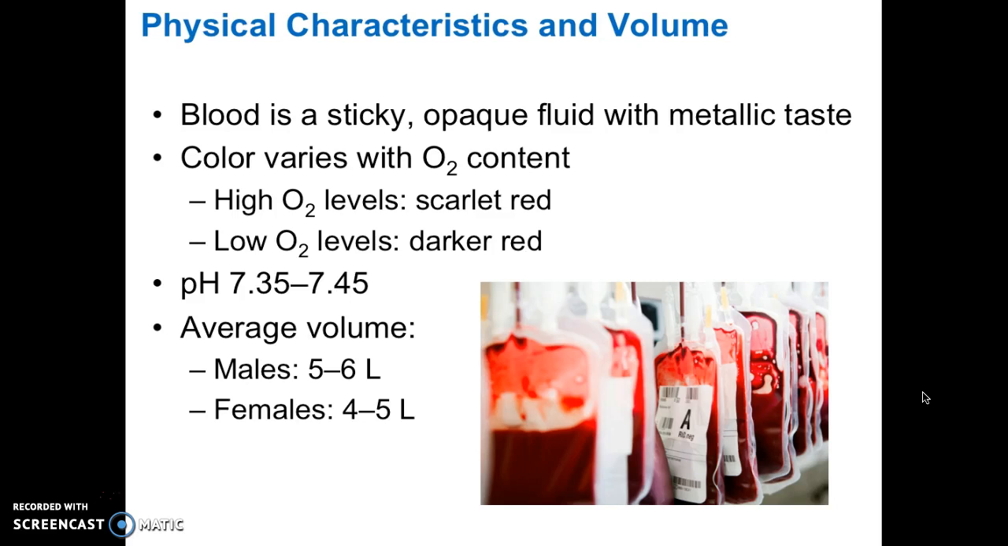Some physical characteristics of blood include that it is sticky and opaque with a metallic taste. The color of the blood depends on its oxygen content. Higher oxygen content will result in a bright red colored blood, whereas a lower oxygen content results in a darker red blood. The pH of blood always ranges between 7.35 and 7.45, and the average male has 5 to 6 liters of blood, whereas the average female has 4 to 5 liters of blood.